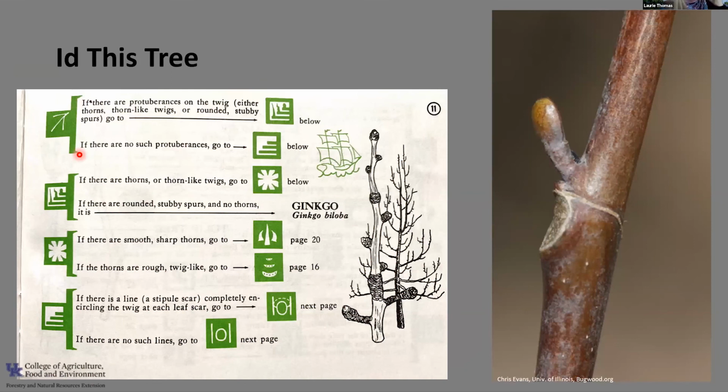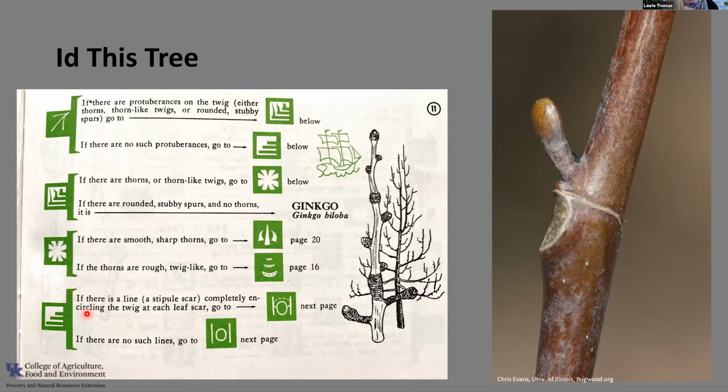Now it asks us if there are protuberances on the twig, either thorns or thorn-like twigs, or if there are no such protuberances, we want to go all the way to the bottom bracket. Well, we don't see any thorns or thorn-like twigs on this branch at all, do we? It looks kind of smooth. We've got a nice rounded bud, a rounded leaf scar. So it fits the criteria to go to the bottom bracket.